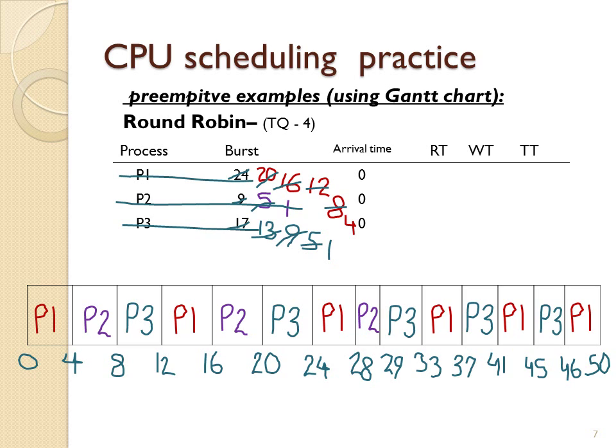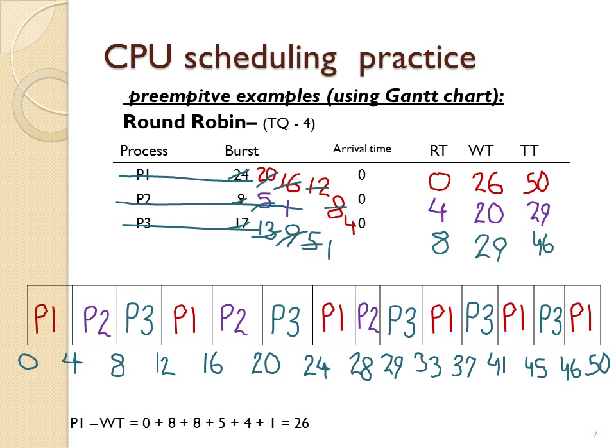So in order to calculate the response time, you take from the arrival time, which is 0, until the first time on the CPU. So P1's response time is 0, P2's is 4, and P3's is 8. To get the turnaround time, you take the last entry in your Gantt chart and subtract the arrival time. P1 is 50, P2 is 29, and P3 is 46. And then to get the wait time, you take the turnaround time and you subtract the burst time. So P1 is 26, P2 is 20, P3 is 29, and you can add these up and divide by 3 to get the averages.